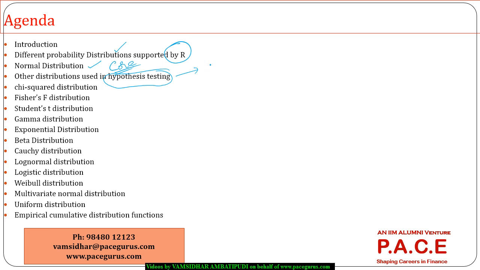When I'm saying hypothesis testing, I mean making inferences from the samples. Taking the sample data, making some kind of inferences to the population. So there are a few important distributions that will come in handy there. The primary among them, these three: the chi-squared distribution, the F distribution, and the student's T distribution. So we would be spending some time understanding each of these three.